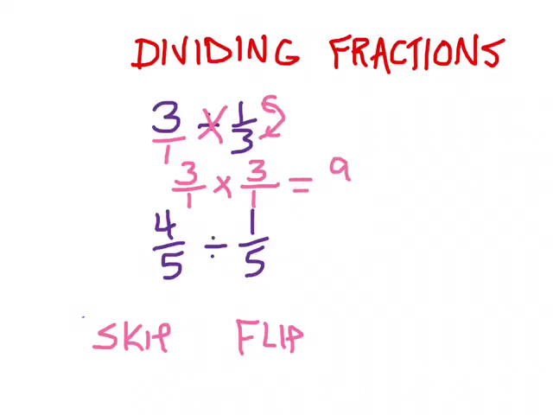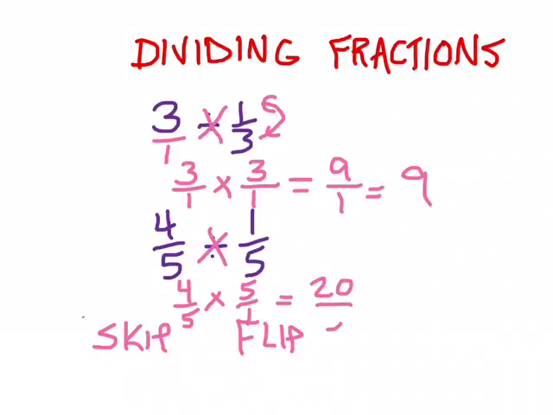3 times 3 is 9. Again, I'm just going to multiply straight across, and 1 times 1 is 1. So 9 wholes, 9 ones is 9, just like we found a second ago. Let's apply it in the second situation. I'm going to skip the first number, so 4/5 stays the same, and I'm going to flip the second. 1/5 becomes 5/1. Again, I'm going to take out that division and replace it with multiplication. So 4 times 5 is 20. 5 times 1 is 5, and if I reduce that, 20/5 is actually 4 wholes. Again, that's the exact same answer I got a second ago.